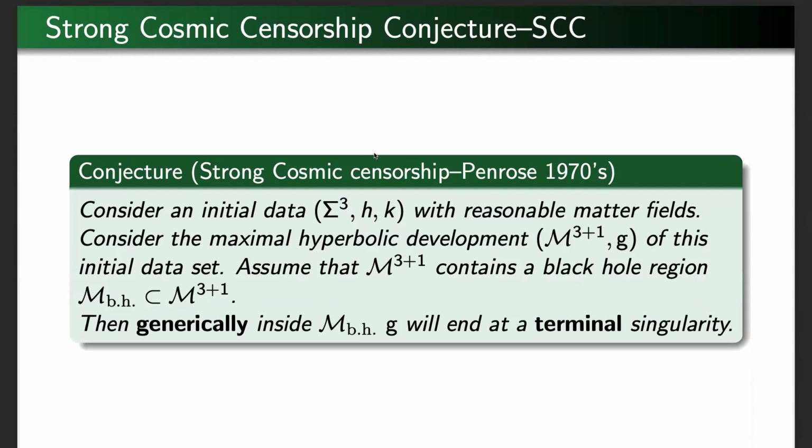Consider an initial data set with reasonable matter models. Then the maximal hyperbolic development inside a black hole, once you have a black hole, will end at a terminal singularity. Terminal is not completely defined. It means that the Einstein equations cannot be continued past the singularity in any reasonable sense. You can't find an extension past the singularity which continues to solve the Einstein equations in some reasonable sense, even in a weak sense. This was Penrose's definition.